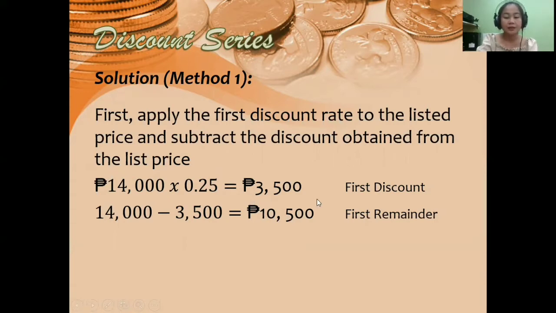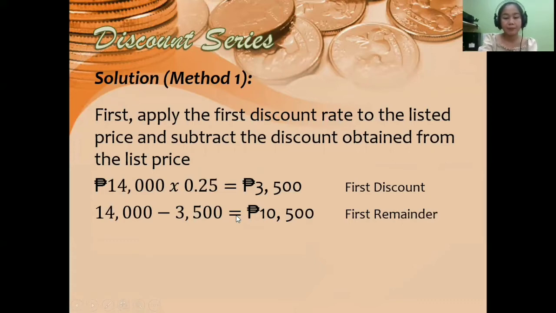Now, in order to get the first remainder after deducting 25% from the base, we will subtract the discount 3,500 from 14,000, which is the list price. So 14,000 minus 3,500, the difference is 10,500 pesos. So 10,500 pesos is the first remainder. Now, remember that this is just the first remainder. After applying the 25% rate, we still have the 15% rate.